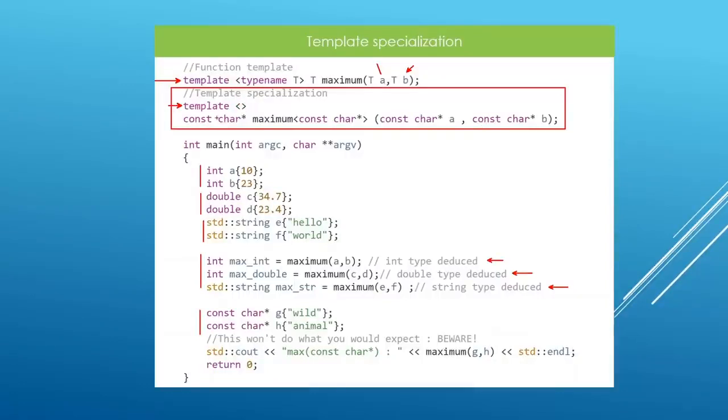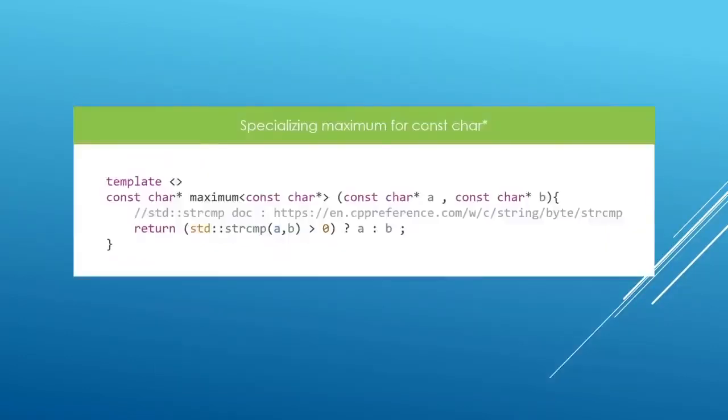You see, it's going to return a const char pointer. The function name is maximum, which should be the same as the function template here. It's going to be specialized for const char pointer. So we specify an explicit template argument here, and then we pass our parameters, which are also of const char pointer. And when we do this, then we can head in the body of the function and do the comparison however we want. Okay, so how do we do this comparison here?